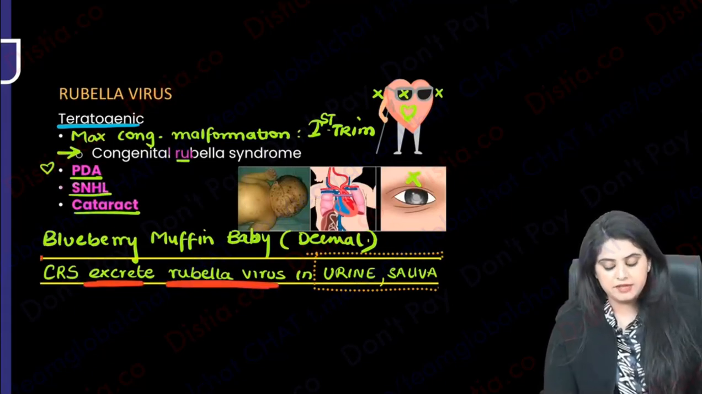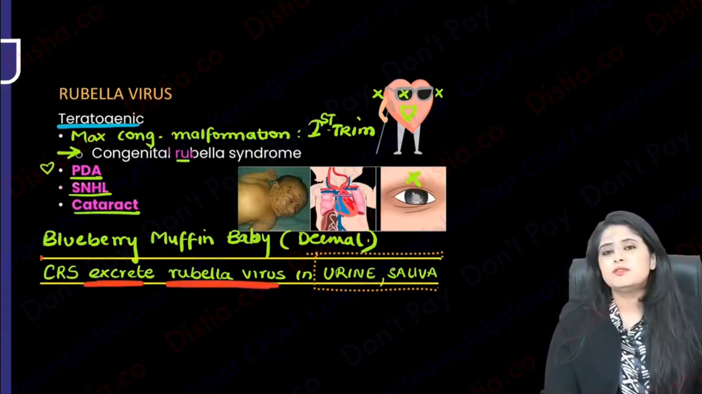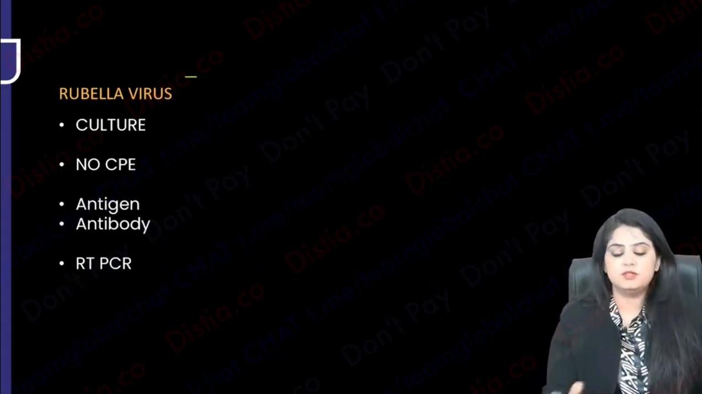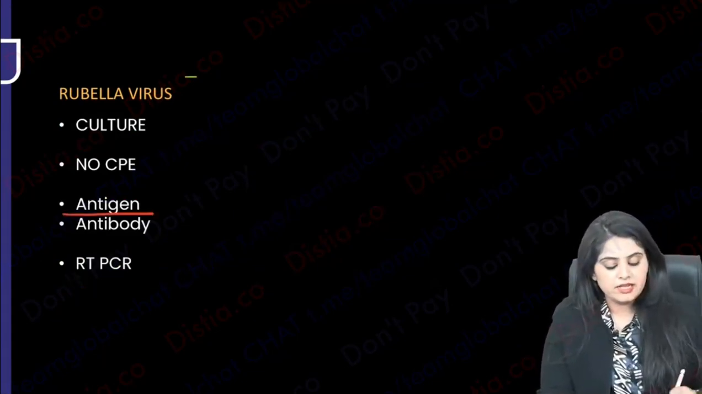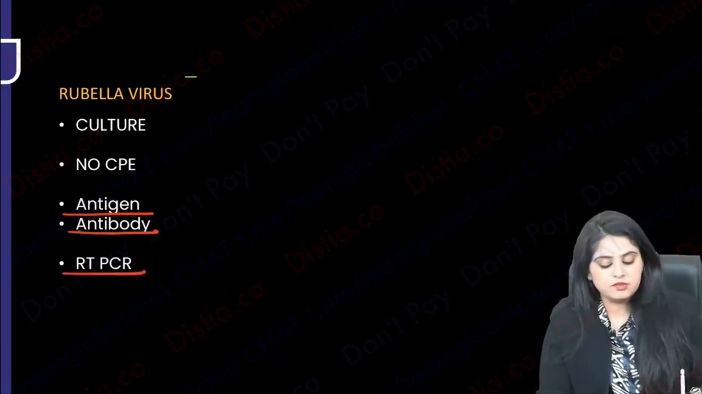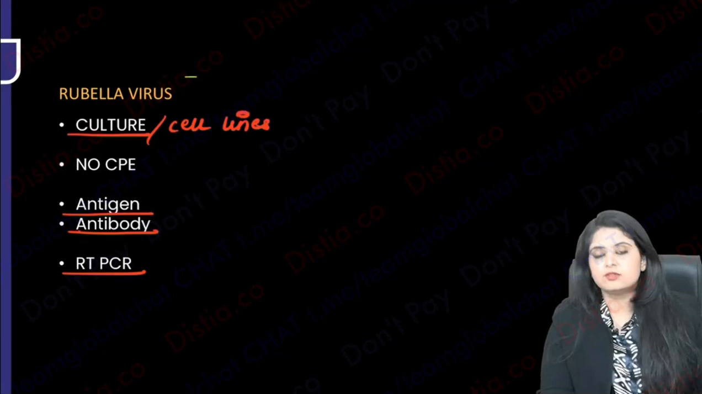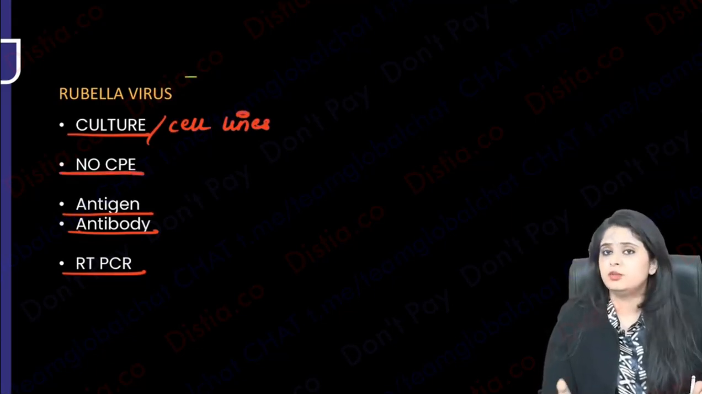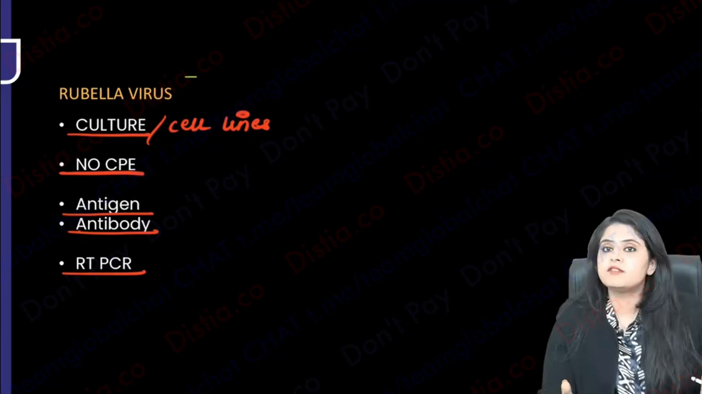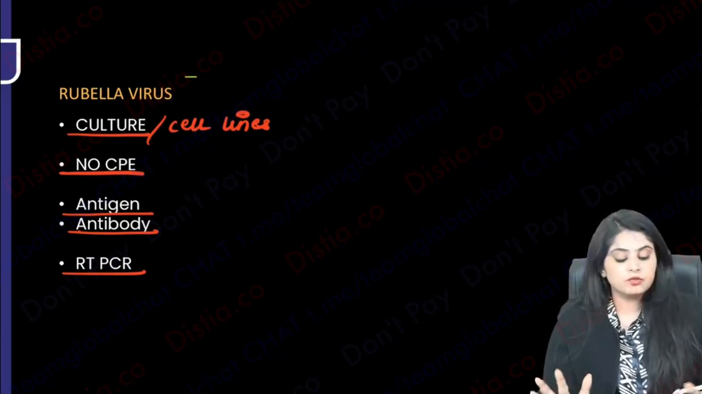Urine, saliva, there will be excretion of the rubella virus. If I ask you in terms of the lab diagnosis, again, there is nothing I can tell you that is specific. I'm going to say the same story again. You are going to do antigen testing, antibody testing. For an RNA virus, you will do reverse transcriptase PCR, cell culture. There is no culture; we have cell lines over here. And do you have any cytopathic effect for rubella? No. There are no giant cells or bodies and all of that. So there is nothing which is specific or out of the box for rubella.